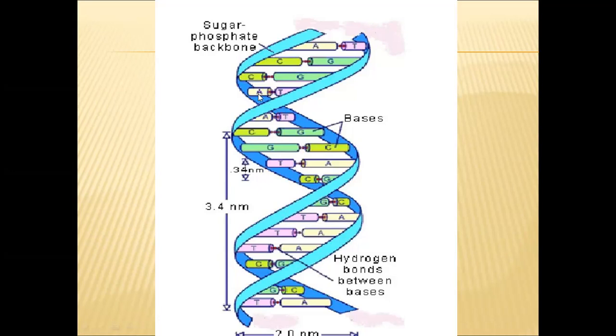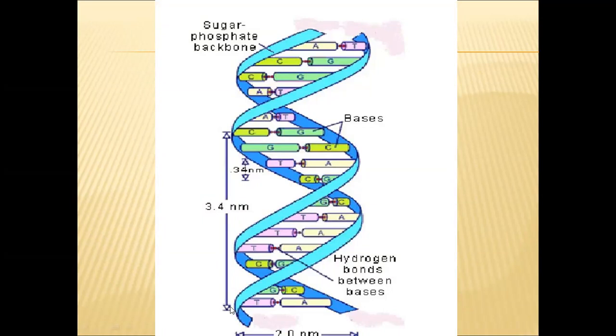And when this chain comes to here, it is making a complete turn. So a complete turn is taking a 360 degrees angle. So when this polynucleotide chain is taking a complete turn, in this complete turn, totally 10 nitrogenous base pairs will be there.